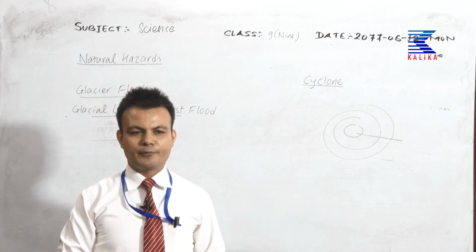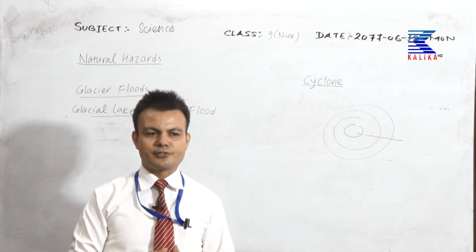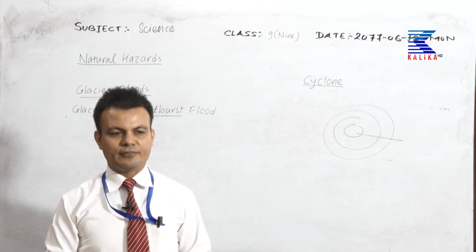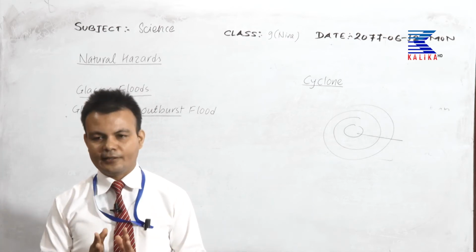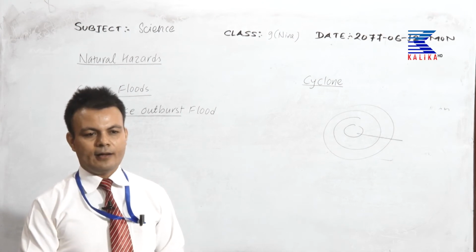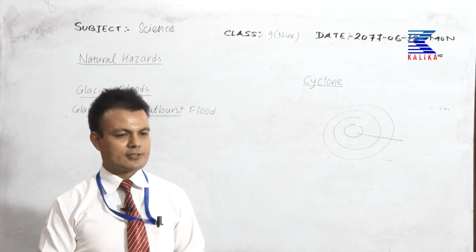I'm going to teach you natural hazards. Out of them, I'm going to teach you grade 9 glacier floods, or glacial lake outburst floods. We say GLOF, and after that I'll be teaching the cyclone.